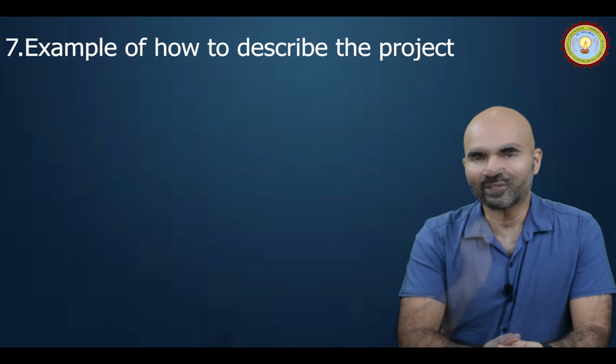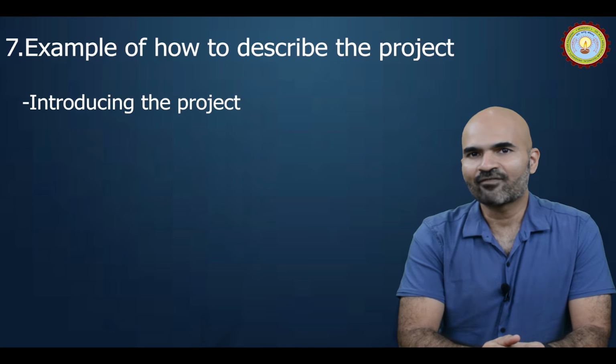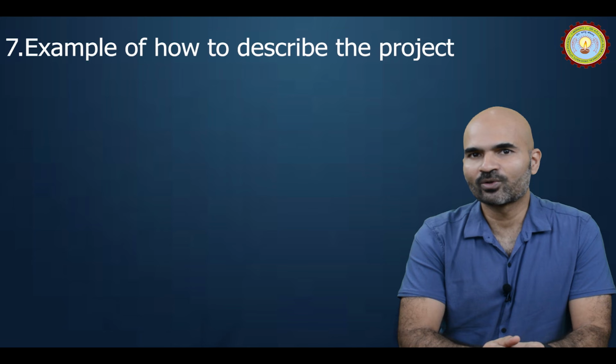Now, finally, the example of how to describe the project. Here is an example of how you can give an explanation of your project. For instance, you can say something like, introducing the project: Sir, I have done quite a few projects in my engineering. Among them, my favorite that turned out to be very effective, reliable and very useful is Electric Eye Diode.